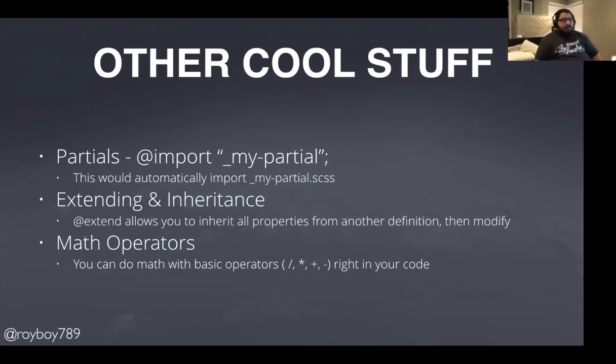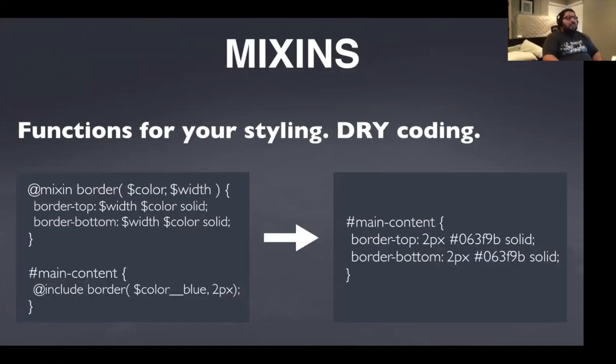Extending and inheritance is another really cool thing with SASS. Let's say you have, let's go back to the mixin as an example. Let's say I had, instead of a mixin, which is the function, I actually had a class, and that class had the border top, basically what you see on the right. It had a border top and a border bottom, and it was just a class. And I could apply that class to the DOM every single time. So anytime in the actual HTML markup, I wanted that border top and border bottom, that very specific 2 pixel with that color solid, I could just apply that class.